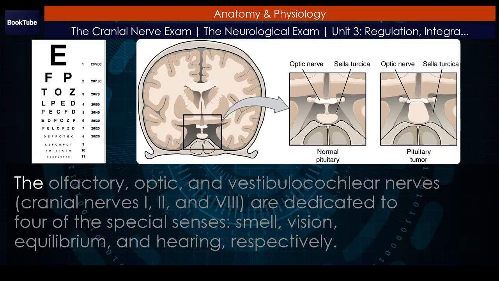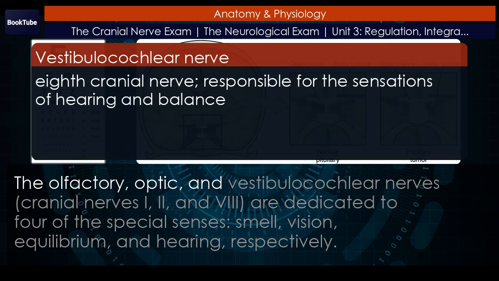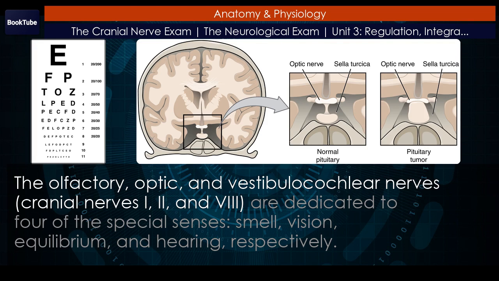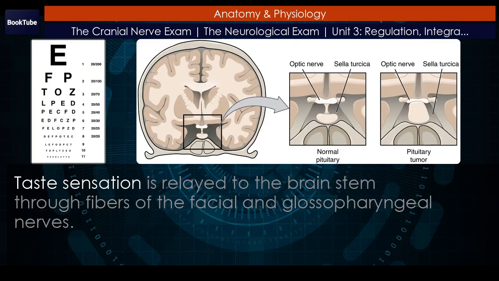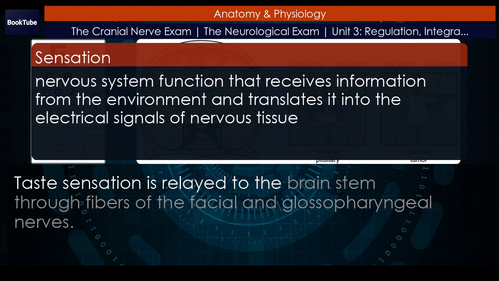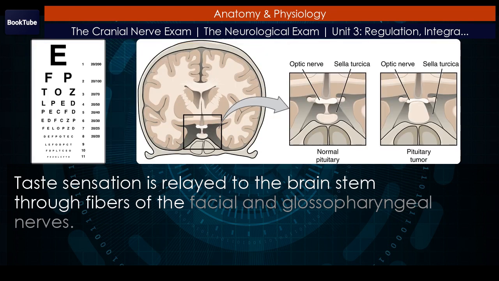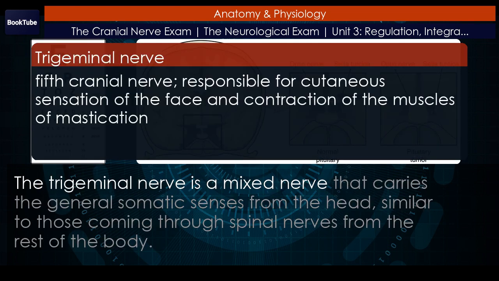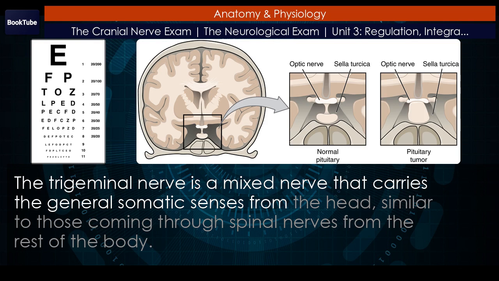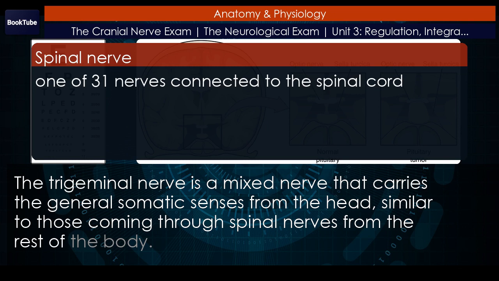Sensory nerves. The olfactory, optic, and vestibulocochlear nerves, cranial nerves I, II, and VIII, are dedicated to 4 of the special senses: smell, vision, equilibrium, and hearing, respectively. Taste sensation is relayed to the brainstem through fibers of the facial and glossopharyngeal nerves. The trigeminal nerve is a mixed nerve that carries the general somatic senses from the head, similar to those coming through spinal nerves from the rest of the body.